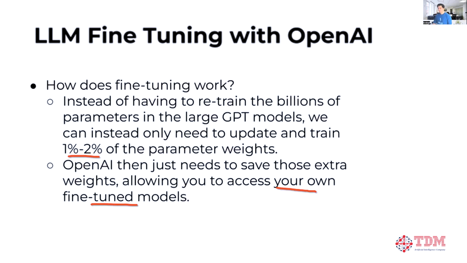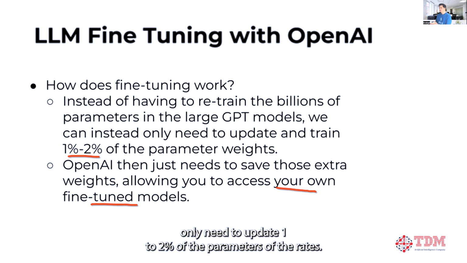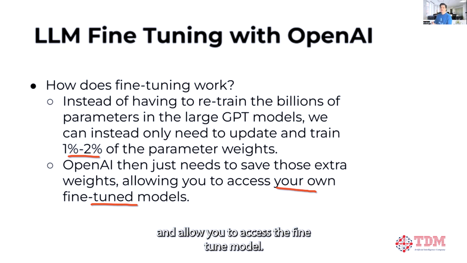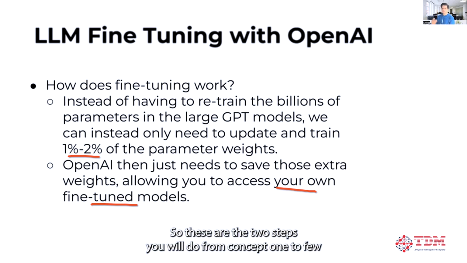I'll go further, and this will break it down for you. Instead of having to retrain and build billions of parameters for ChatGPT, we only need to update 1 to 2% of the parameters of the weights. And in OpenAI, we then just save those extra weights and allow you to access the fine-tuned model. So these are the 2 steps you'll do from a conceptual point of view.